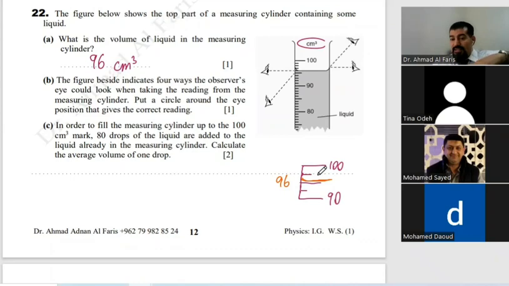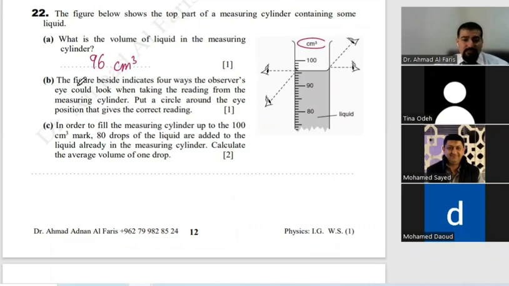Maybe, but it's for sure not 95, and for sure it's not 97.5, because how many divisions do we have here? We have 1, 2, 3, 4 divisions. So the difference, 100 minus 90, divided by 4 divisions, means each division is 2.5. So that means 90, 92.5, 95, 97.5. So it's between 95 and 96, but not 95, right? So we have to be careful about reading the scale. We have to know how much the difference is and how many divisions we have.